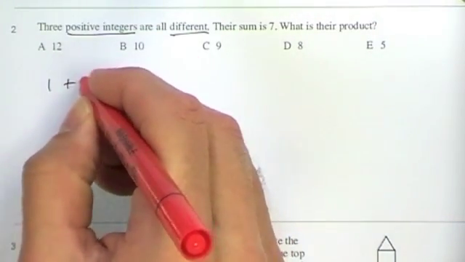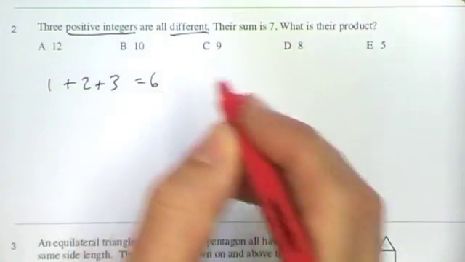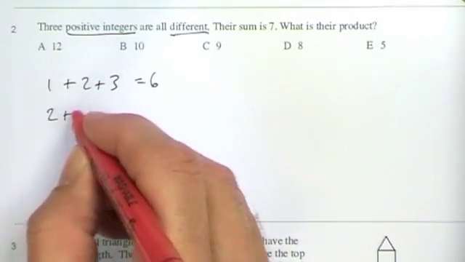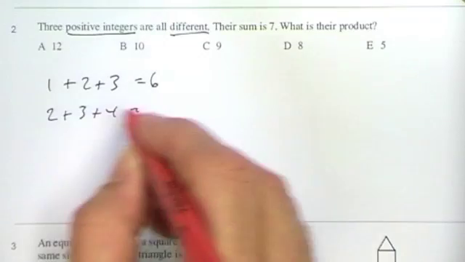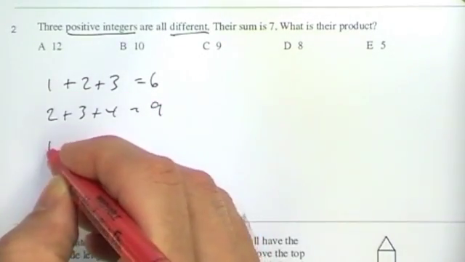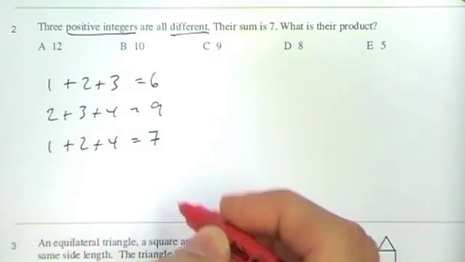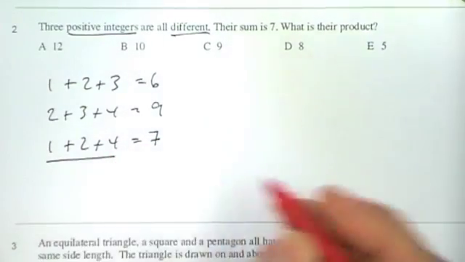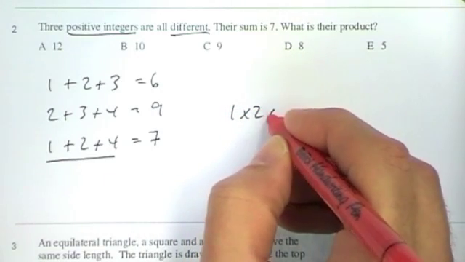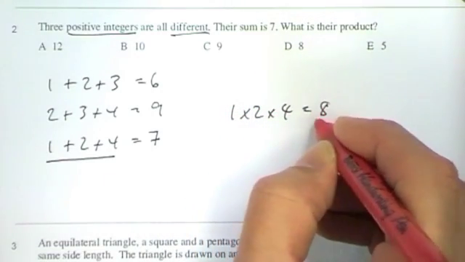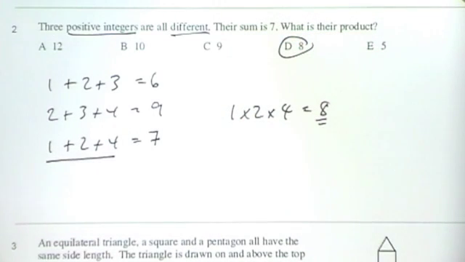If we do 1 plus 2 plus 3, that makes 6, so that's not it. If we had 2 plus 3 plus 4, that makes 9. It's got to be 1 plus 2 plus 4, that makes 7. That's the only way you're going to make 7. So effectively they're your integers. We want to find the product of 1 times 2 times 4, and that's going to equal 8, which is D.